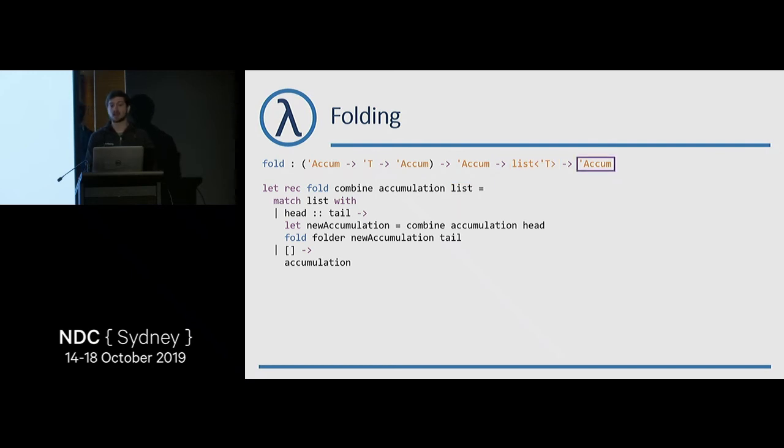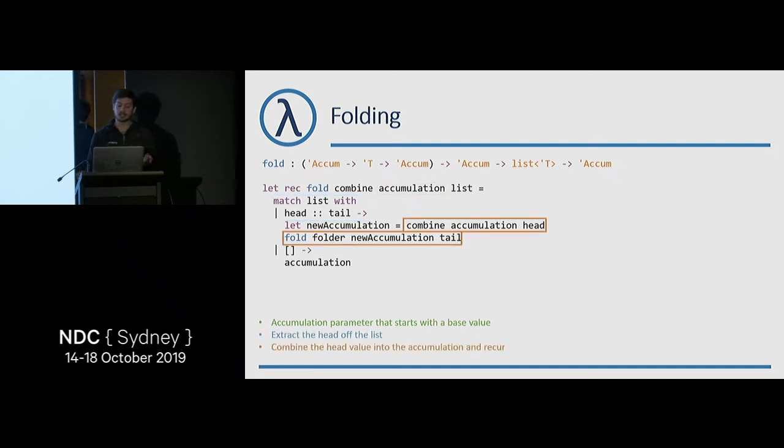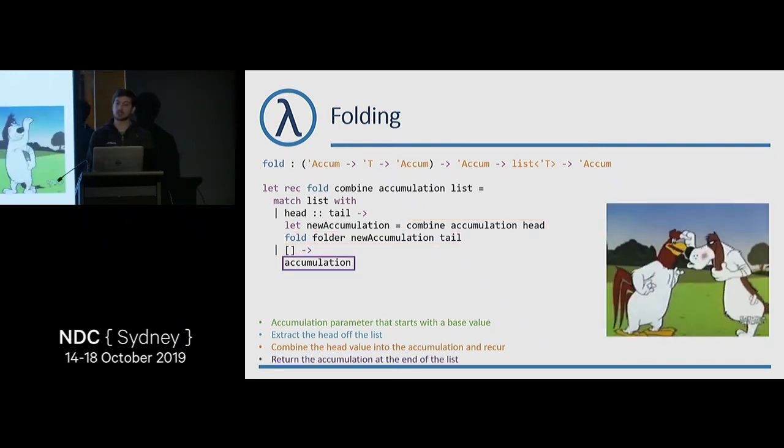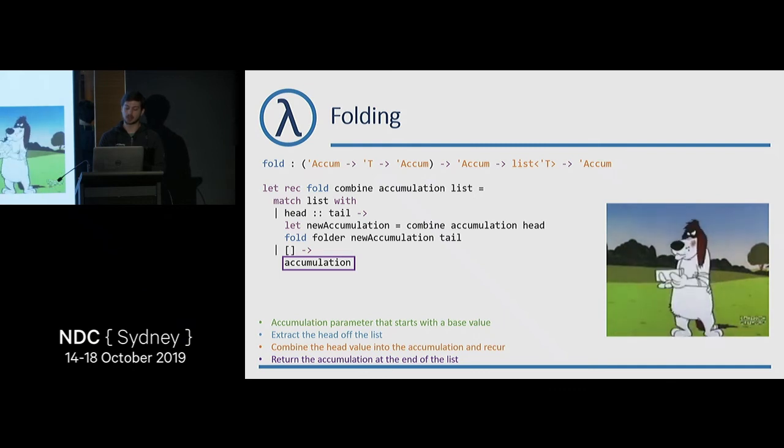And the return value will be our final accumulation result. So let's see how this fold function implements all those three or four common elements that we identified before. It has an accumulation parameter that we pass with some sort of base value. It extracts the head off the list. It then combines that head into the accumulator using the combine function, and then it passes that new accumulation into the tail recursive call to itself. And once it's reached the end of the list, it will return that final accumulation.